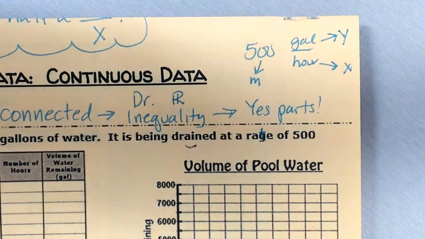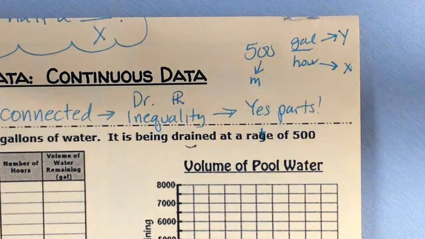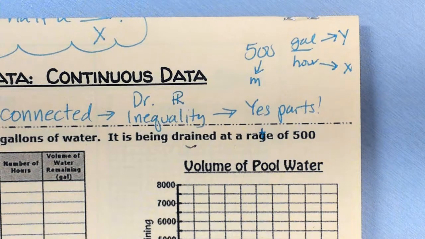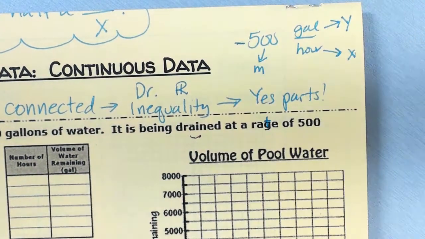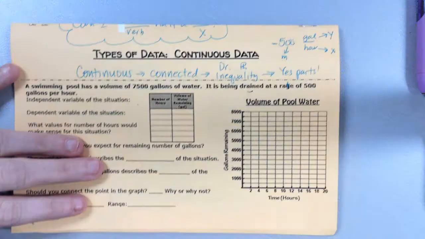Because I'm draining the pool, right? I'm not adding more water to the pool. The water in the pool is getting lower. Starts at 7,500 and it drains 500 gallons every hour, okay? So again, you got to think about that. It's minus 500, all right?